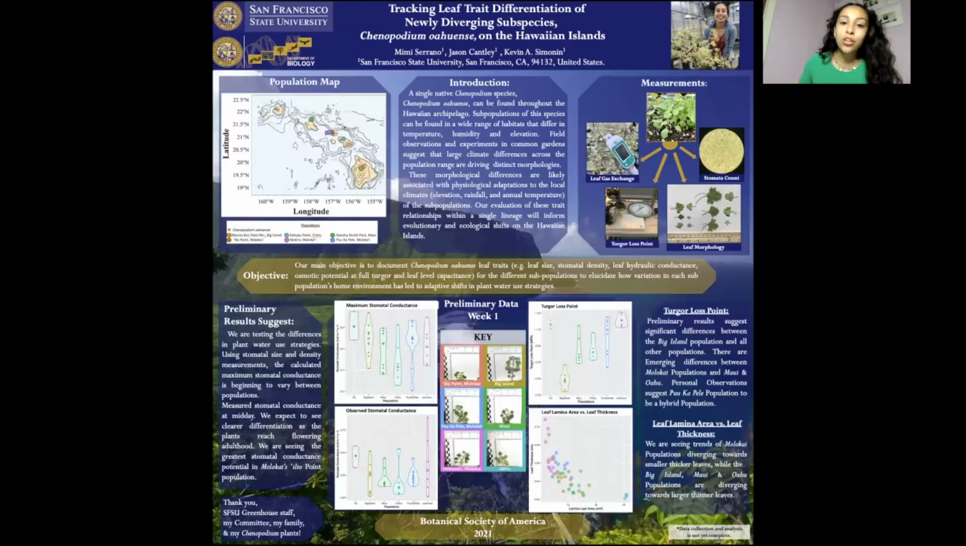We will be measuring turgor loss point and osmotic potential using pressure volume curves. We will also be tracking leaf morphology by measuring leaf area and leaf thickness. And we'll be counting stomata density and size. Our main objective is to track how these different populations are changing their water use strategy to adapt to these slightly different environments.